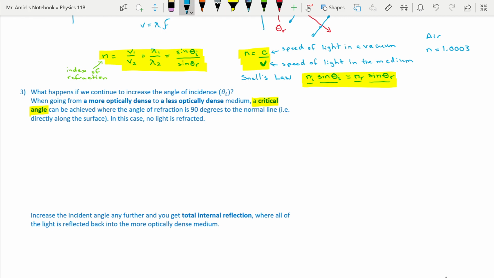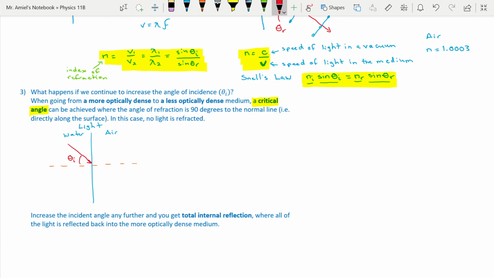So let's have a look at what we're talking about here. So again, we can be talking about light, and we can be talking about going from, now we have to go from more dense, so we're going to go from water, and we're going to go into a less dense medium. So let's talk about going into air, and we'll draw this as a ray diagram. So let's say we're coming in at this angle of incidence.